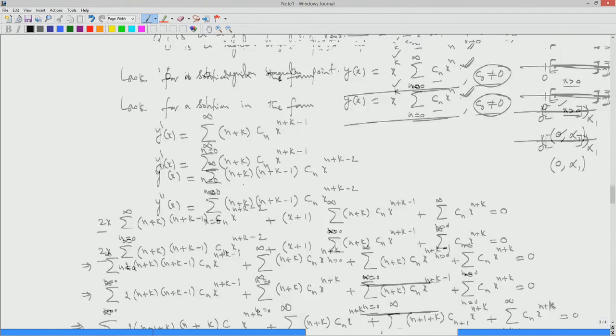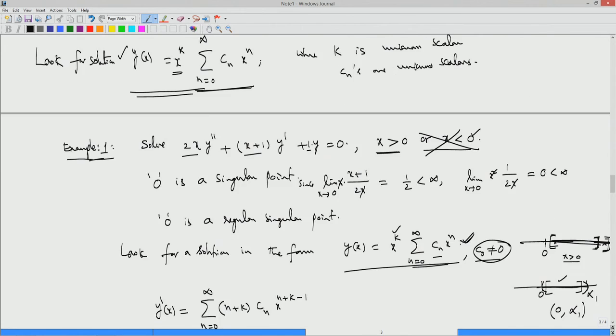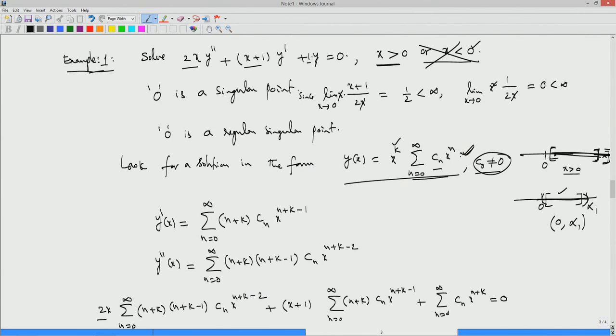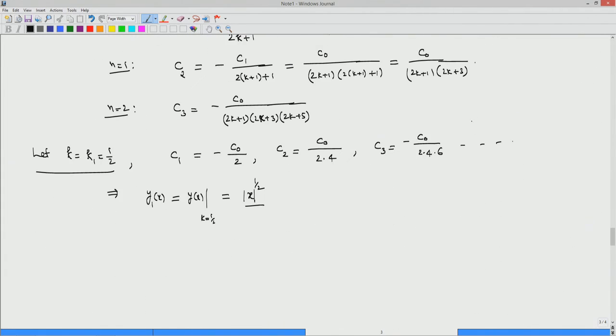So, if you are looking at the x negative side, you should look for your solution in the form mod x power k. Because we are working with x positive, your solution looks like this. Anyway, we are only working for x positive.